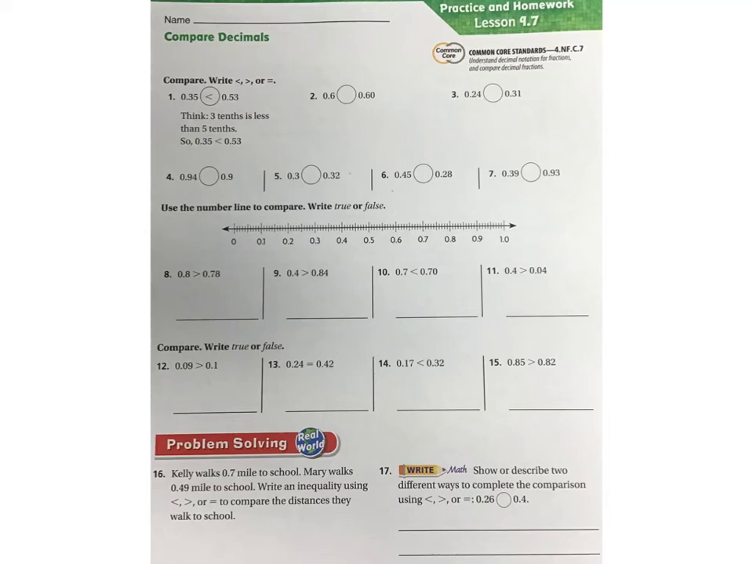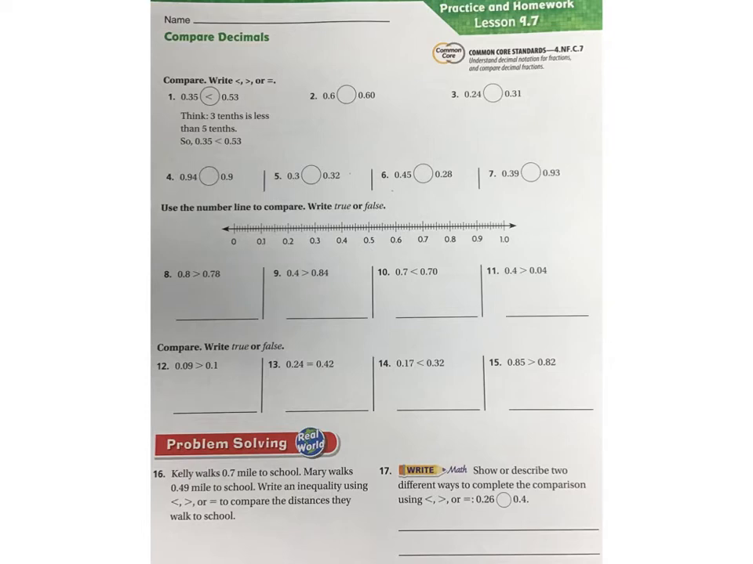This is 9.7 in Go Math, homework. Let's read the directions. The title says compare decimals. So let's read the directions for the first section. Ready, go. Compare. Write less than, greater than, or equal. Very good. So first thing that we can do, we always start with the greatest value.